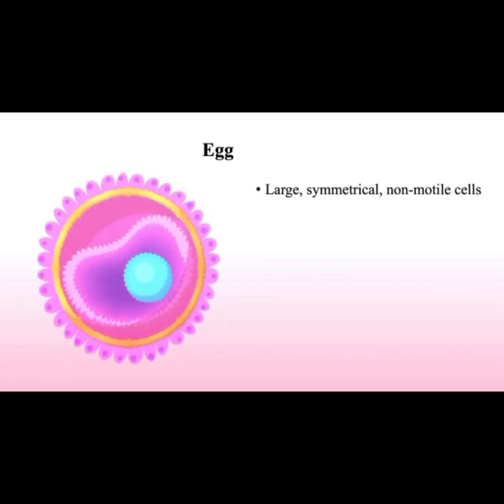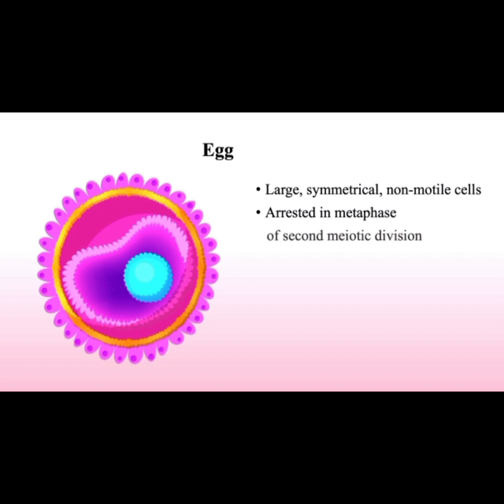Egg. Eggs are large, symmetrical and non-motile cells. Human eggs are arrested in the metaphase of the second meiotic division and complete meiosis only upon fertilization. Their surface is covered by microvilli.